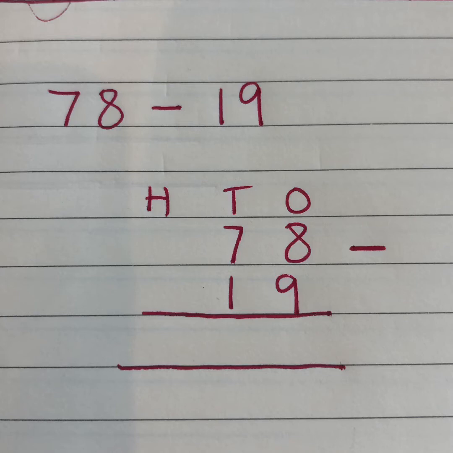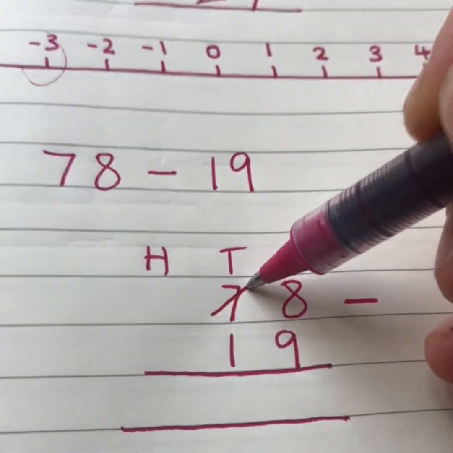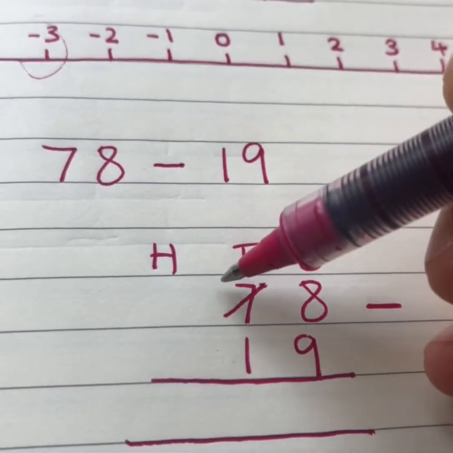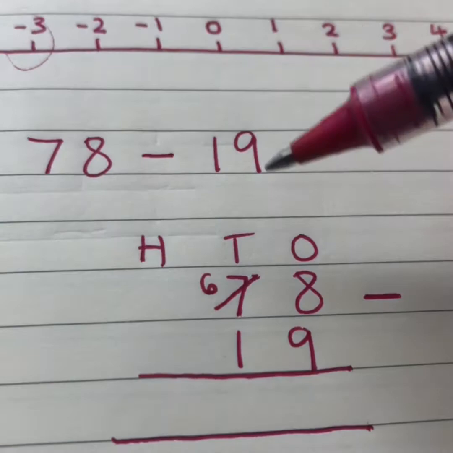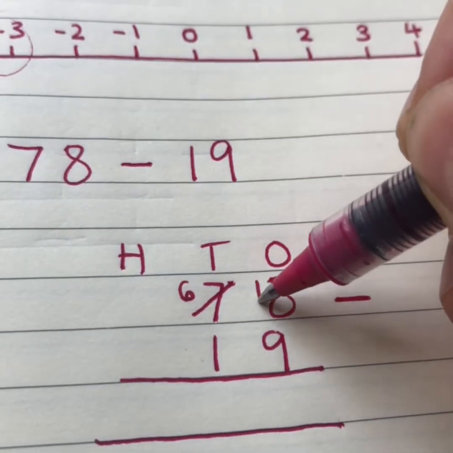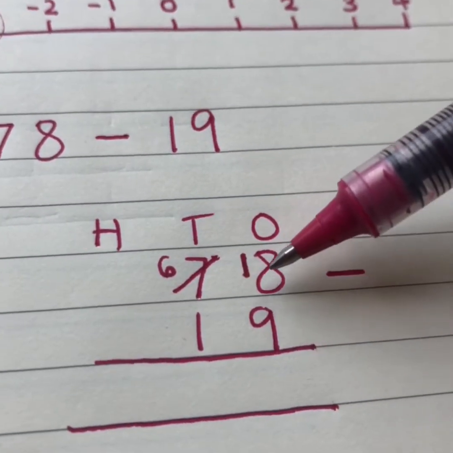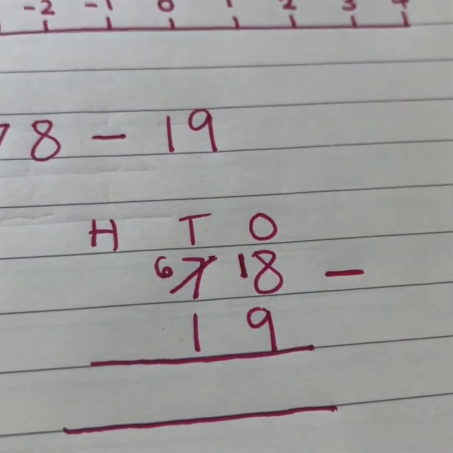We can't do that. So we need to steal or borrow a 10 from the tens column on that top number. So cross out the 7 tens and one less 10, so turn it into 6 tens. But that 1 ten has got to go somewhere, and that goes in front of our ones there. So now we've got 1 ten and 8 ones, which makes 18.